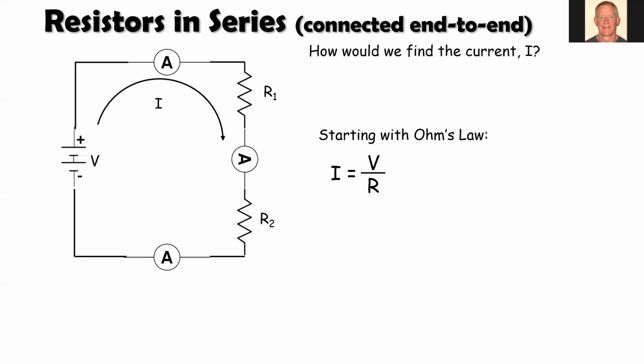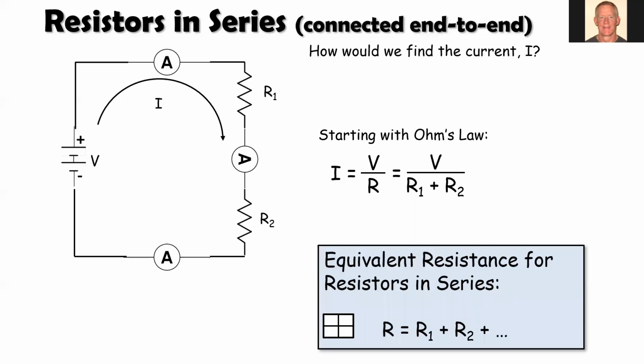Current is equal to the voltage divided by the resistance. But in this case, the total resistance that the battery sees is the sum of the 2 resistors, R1 plus R2. So when we have resistors in series connected end to end, to find the total equivalent resistance, we simply add the 2 resistor values together.